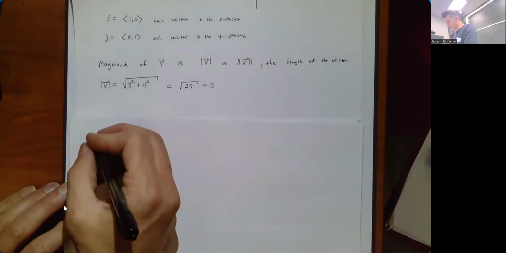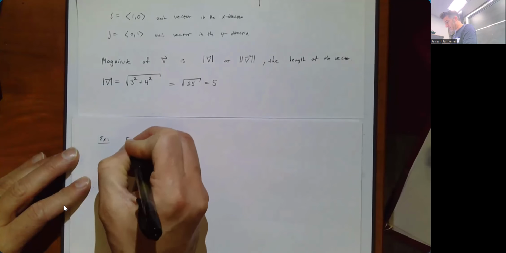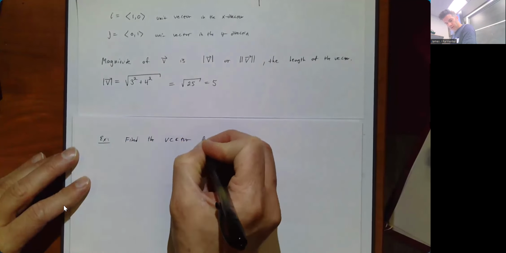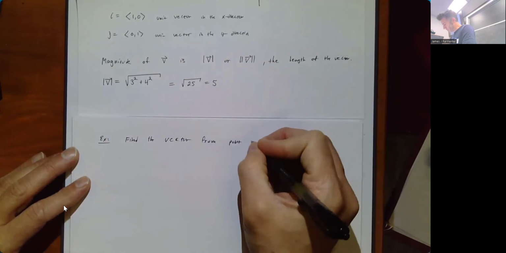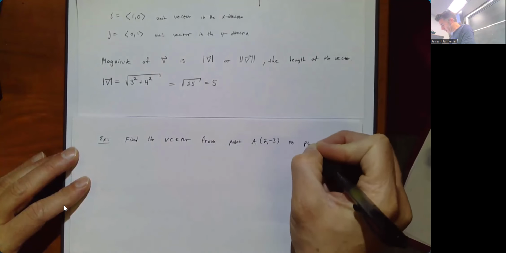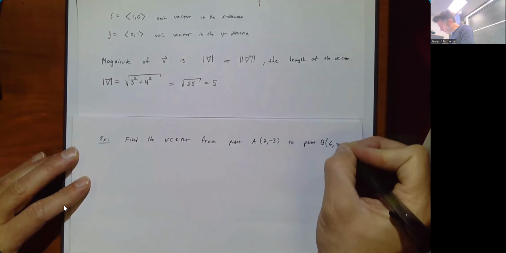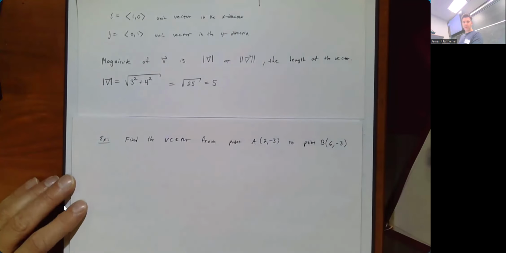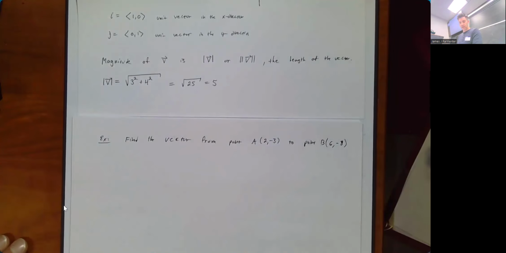Let's talk about an example. So let's find the vector from point A to point B. Point A, which is going to be the point 2, -3, to point B, which is going to be the point 6, -8. Sure, why not? Well, that's an 8. Yeah, sure, that's an 8. We can buy that. Okay, there's a couple ways to do this.